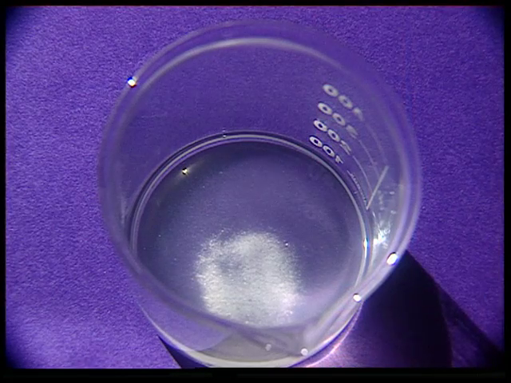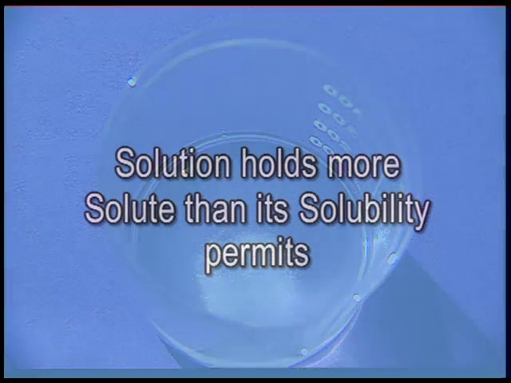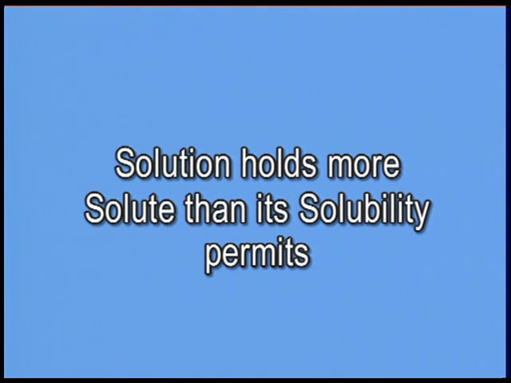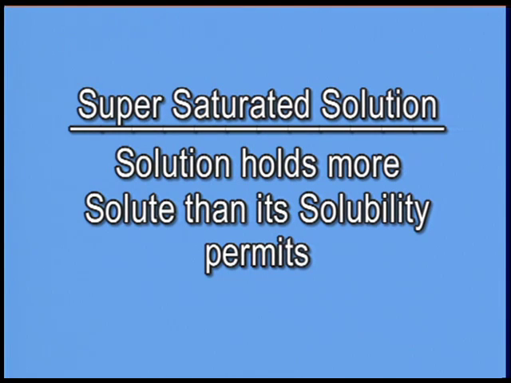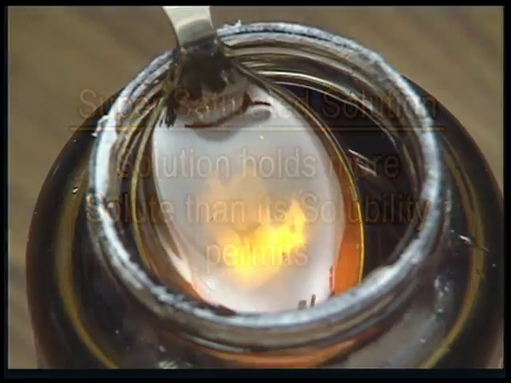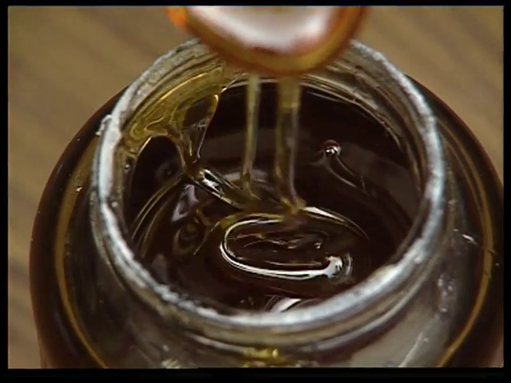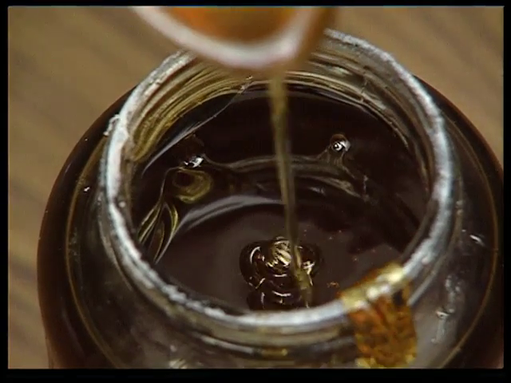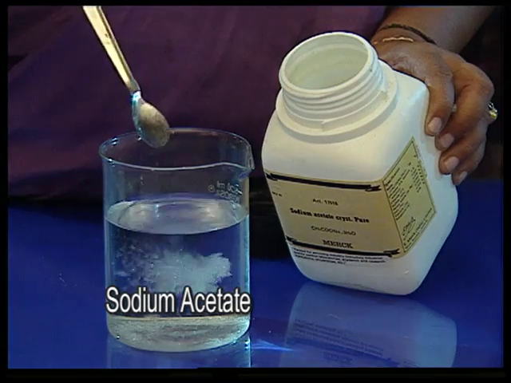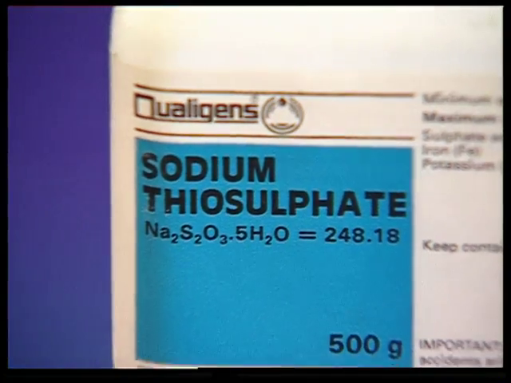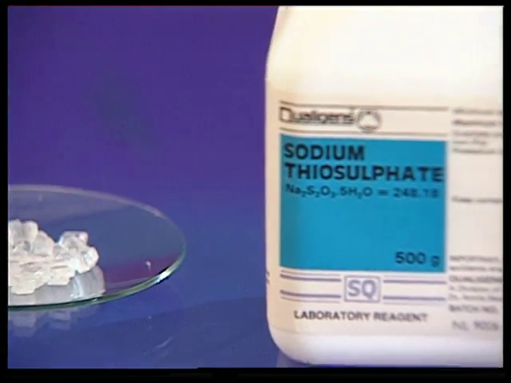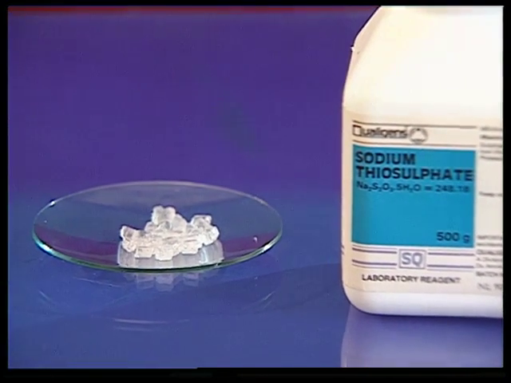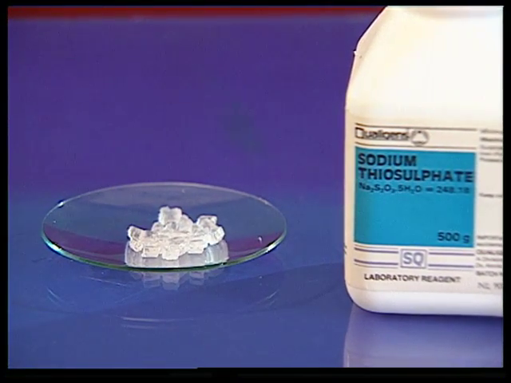If it does not, we have a situation where the solution holds more solute than its solubility permits. We then have a supersaturated solution. Honey is an excellent example of a supersaturated solution of sugars in water. Sodium acetate and sodium thiosulfate are notable examples of compounds that readily form supersaturated solutions.